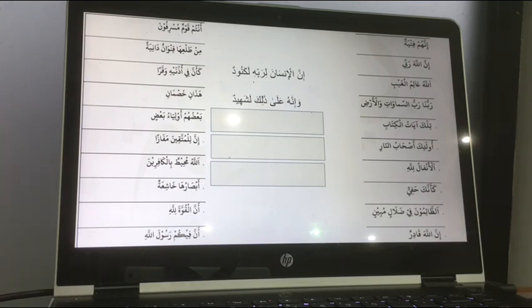La is again, the la means certainly. And shahidun means? Shahid means witness. So what is the translation? So wa innahu ala zalika la shahid means: indeed, and indeed he is upon that a witness. Or in proper English you can say, he is a witness upon that.